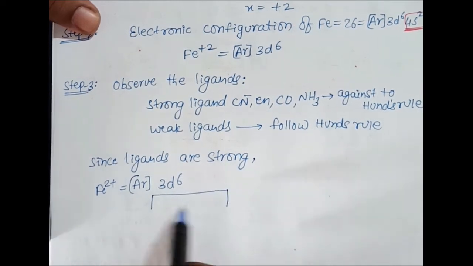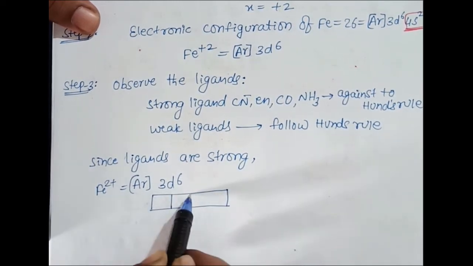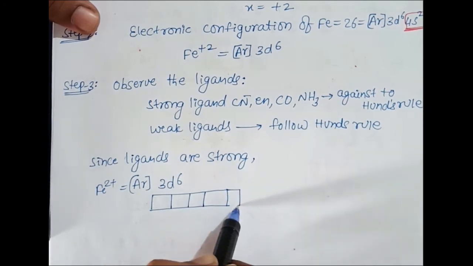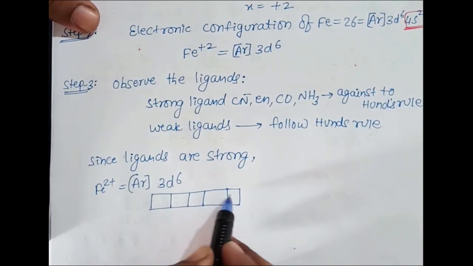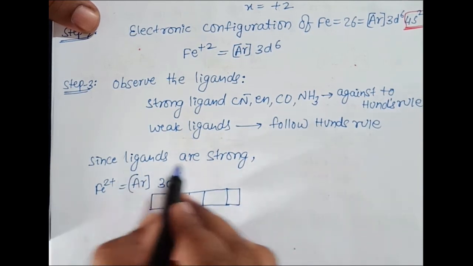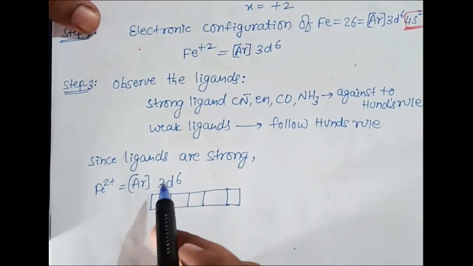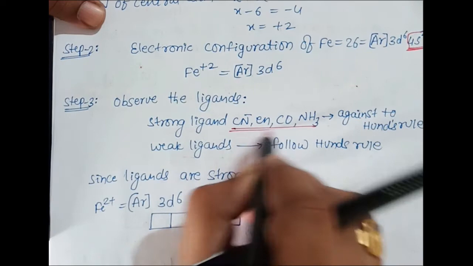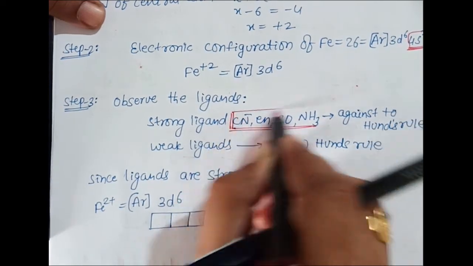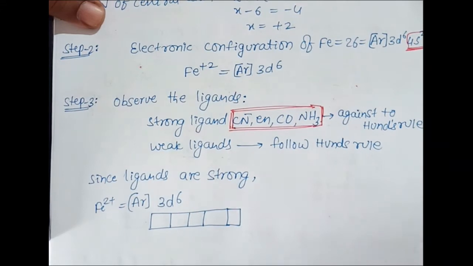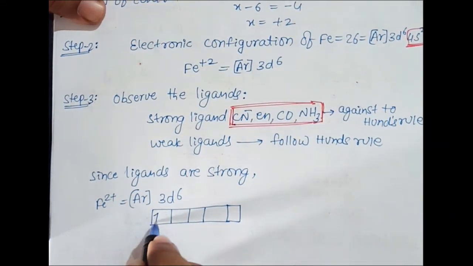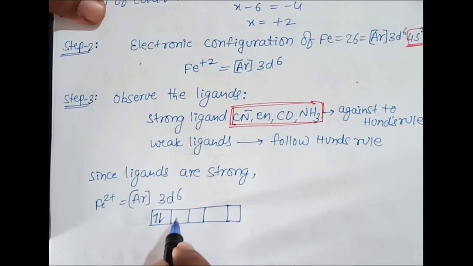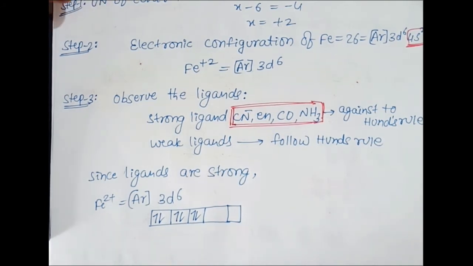Generally 3d is having 5 orbitals. Normally, as per Hund's rule, we put one electron in each box, then pair up. But here, since ligands are strong, we have to go against Hund's rule, because these ligands will provide energy to go against Hund's rule. Against Hund's rule means from the beginning only we pair up the electrons. 2, then 4, then 6. Okay, the remaining will be empty. That is step number 3.